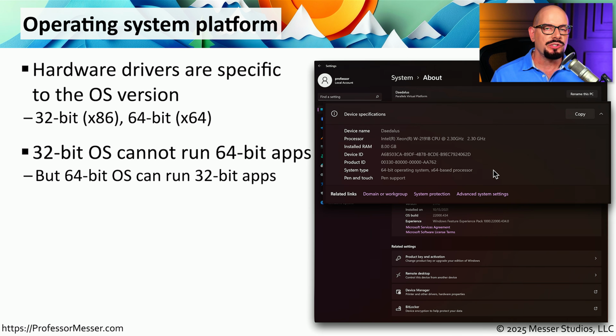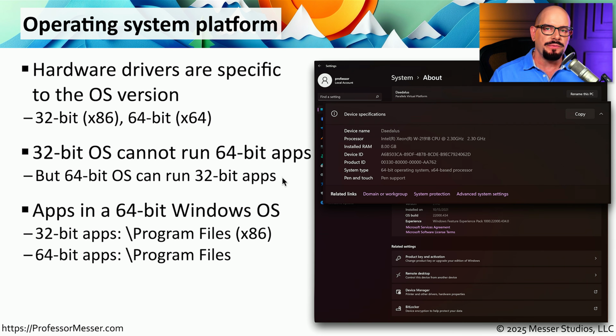64-bit operating systems are also more flexible than 32-bit. For example, a 32-bit operating system cannot run 64-bit applications. However, a 64-bit operating system can run both 64-bit applications and 32-bit applications. So if you are transitioning from a 32-bit OS to a 64-bit OS, you may still be able to run your older 32-bit applications. Windows tends to store these different applications in different folders. If you look under your Program Files directory in Windows, you'll see that 32-bit apps are stored under Program Files x86, and 64-bit apps are simply stored under Program Files.